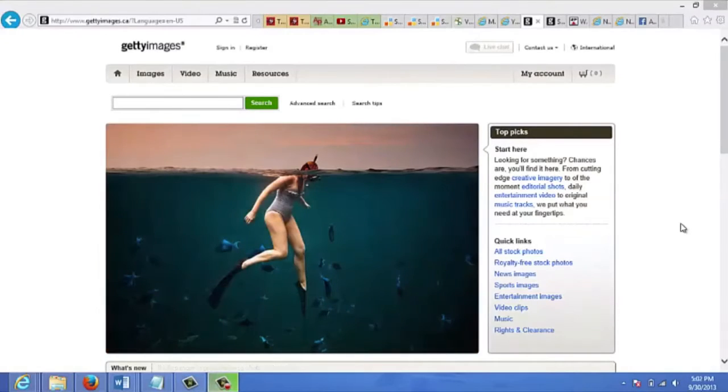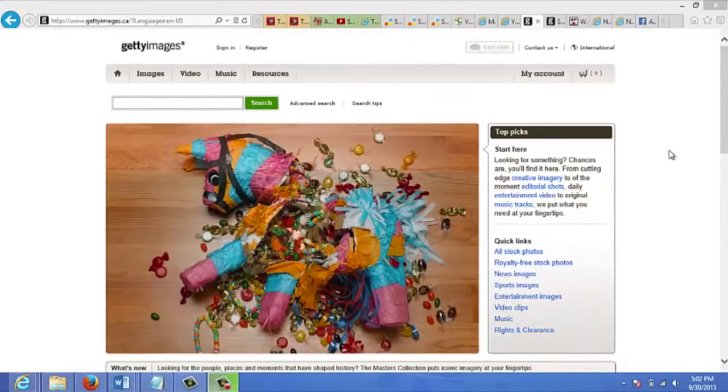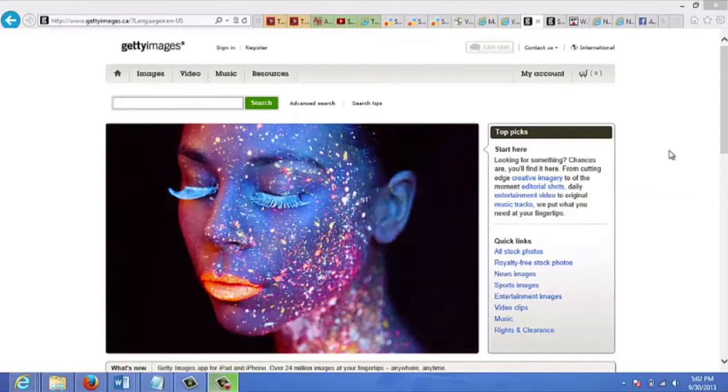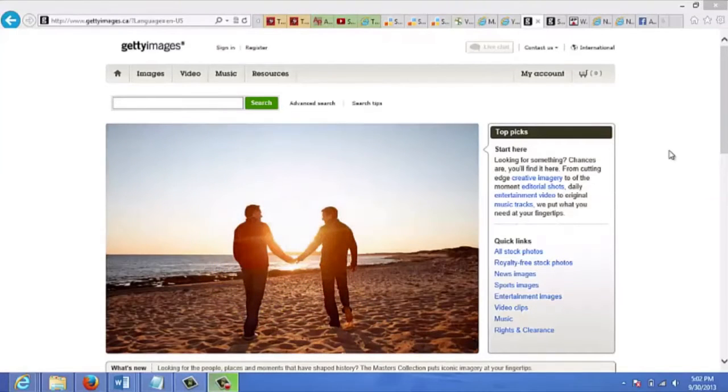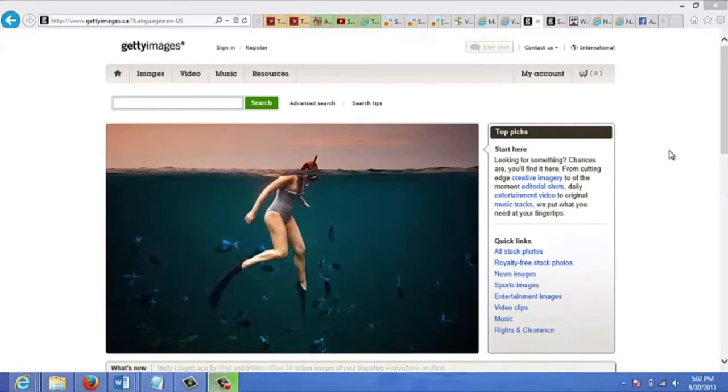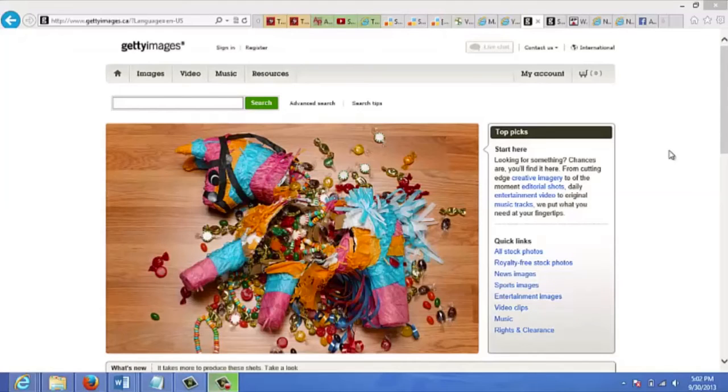Importance of using images for your ads. The site that I'm on right now is gettyimages.com, and it's a great site to find royalty-free images. Now, of course, there's other places on the net where you could find great images that you can use for your ads, but just remember that a lot of images out there have a copyright on them, so you do have to be careful and do your due diligence.